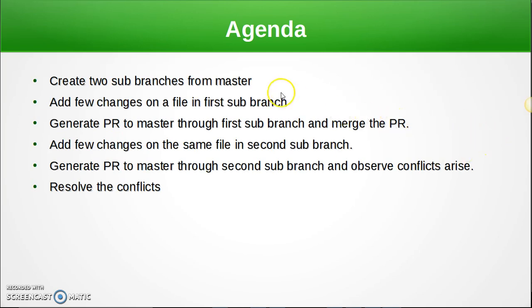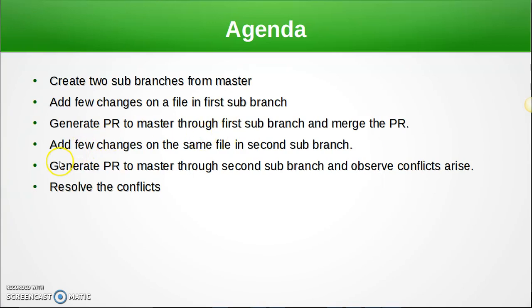In today's agenda, we will discuss these points: how we can create multiple sub branches from the master branch. Then we will make a few changes to a single Java file through the first sub branch. It means first we navigate to the first sub branch and make a few changes to a single Java file. Then we will generate a pull request to the master branch with the help of the first sub branch, and we will merge the pull request into the master branch so that the master branch is updated with the first sub branch code.